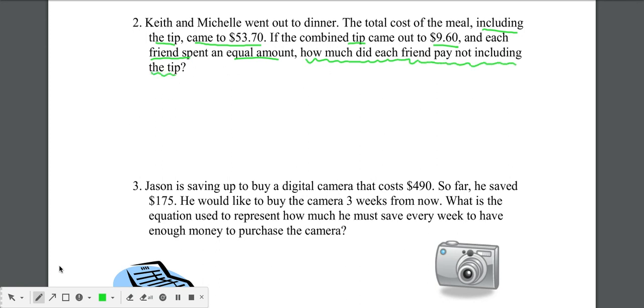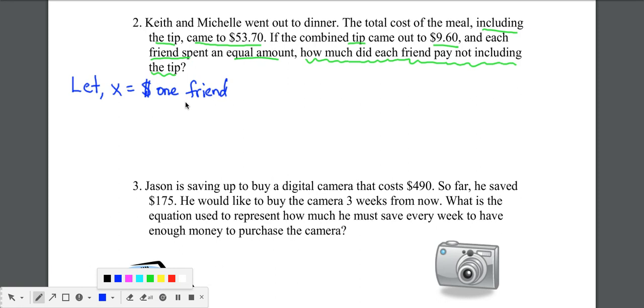So first thing we're going to do is define our variable. Okay, so we're going to write a let statement. So we're going to write let x equal something. And read that last sentence. It says, how much did each friend pay? So we're going to write something like, how much money one friend spent on the dinner, and they split the meal right down the middle. So they each paid half.